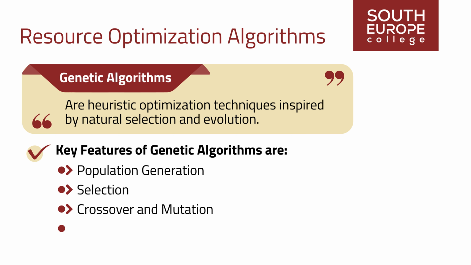Crossover and mutation. Genetic operators such as crossover and mutation are applied to the selected individuals to create offspring, introducing variation and diversity into the population. Evolution. Through successive generations of selection, crossover, and mutation, genetic algorithms evolve towards optimal solutions that represent efficient resource allocations.